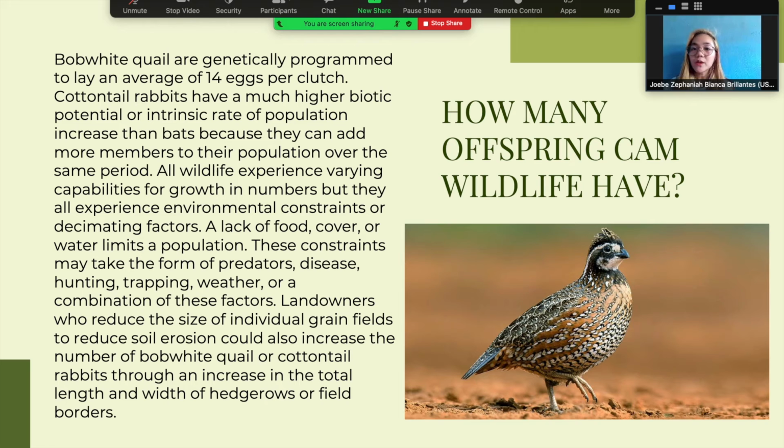A lack of food, cover, or water limits a population. These constraints may take the form of predators, disease, hunting, trapping, weather, or a combination of these factors. Landowners who reduce the size of individual grain fields to reduce soil erosion could also increase the number of bobwhite quail or cottontail rabbits through an increase in the total length or width of hedgerows or field borders.